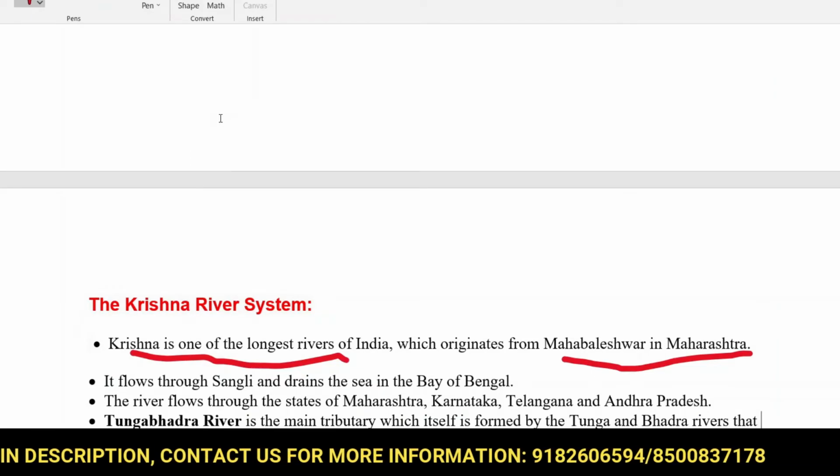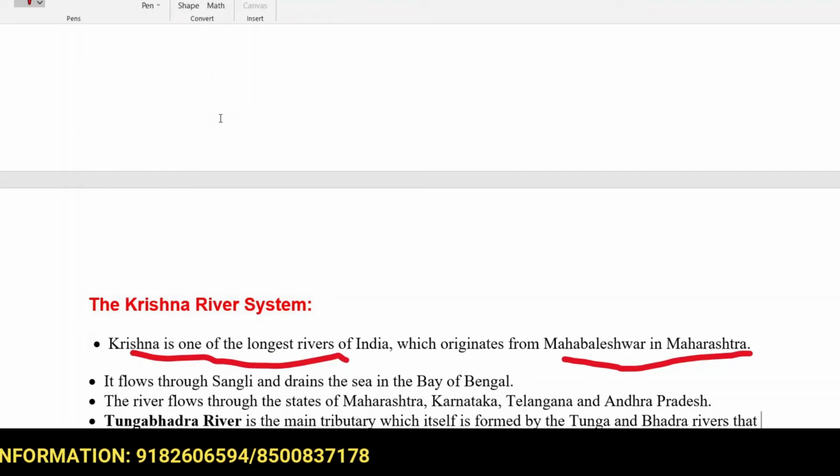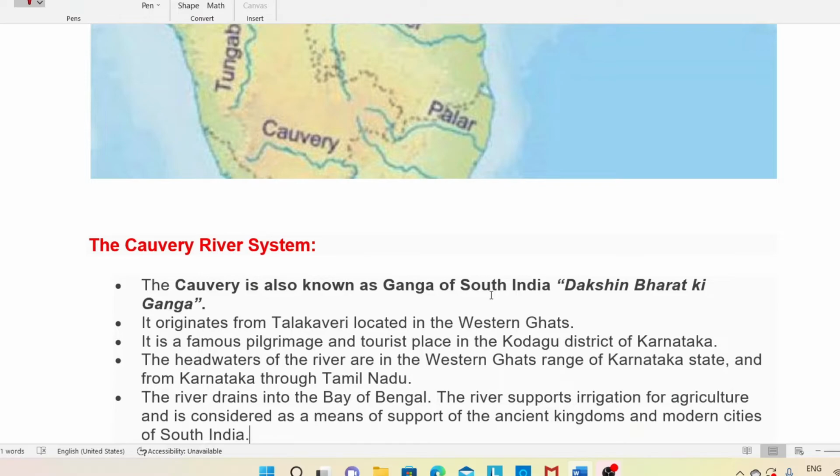Let's see another important east flowing river, that is the Kaveri river system. The Kaveri is also known as the Ganga of South India, or Dakshin Bharat ki Ganga. It originates from Talakaveri, located in the Western Ghats. This is the flow of the Kaveri river between two states, Karnataka and Tamil Nadu, which drains into the Bay of Bengal.